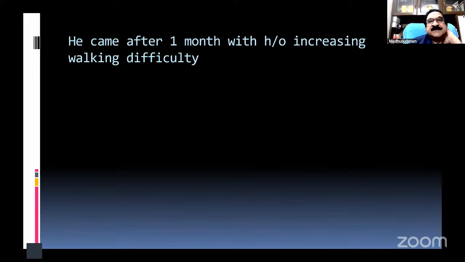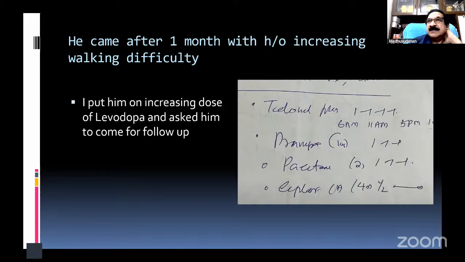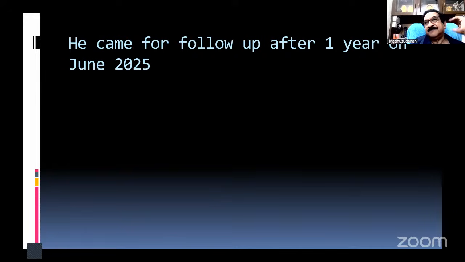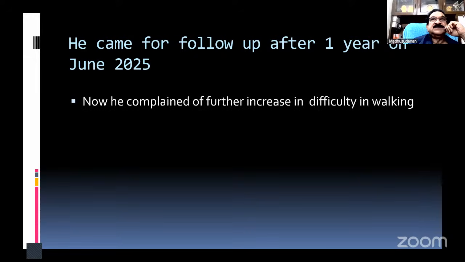So he came after 1 month with a history of increasing walking difficulty. So I increased the levodopa to 4 times a day and asked him to come for follow-up. He came for follow-up only after 1 year. Probably he must have improved, I do not know. Only after 1 year, he was lost to follow-up. He came this June 25.